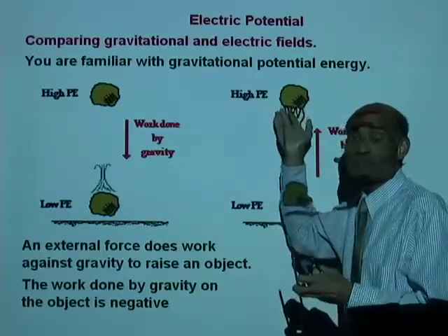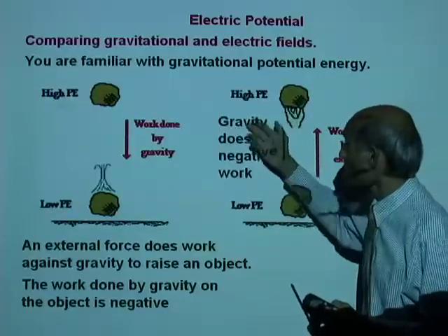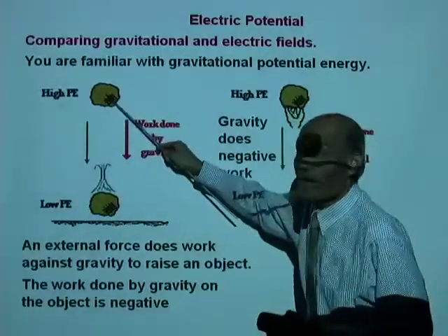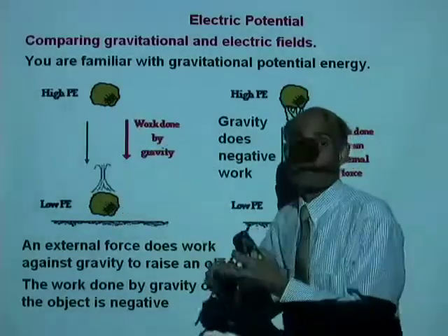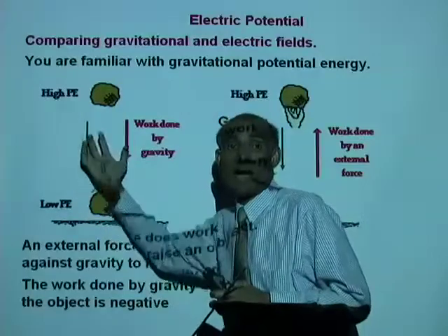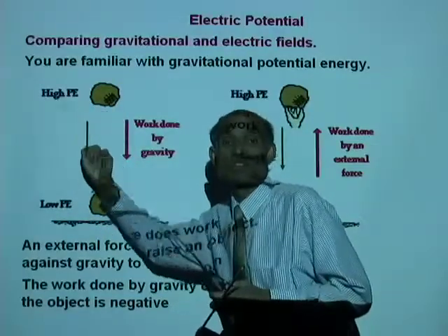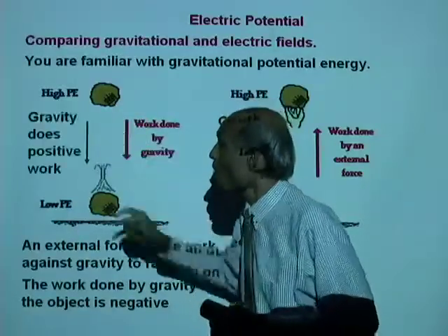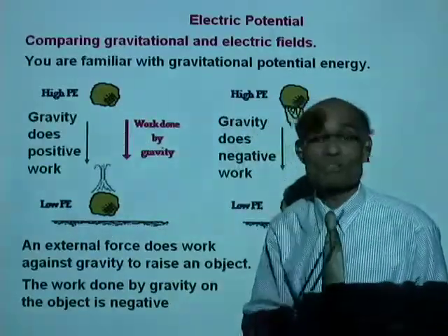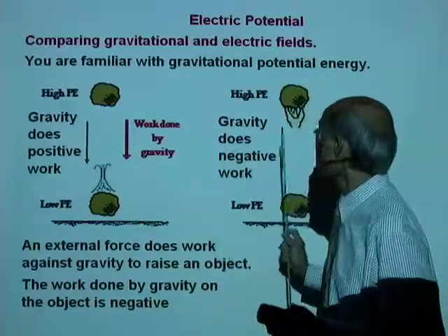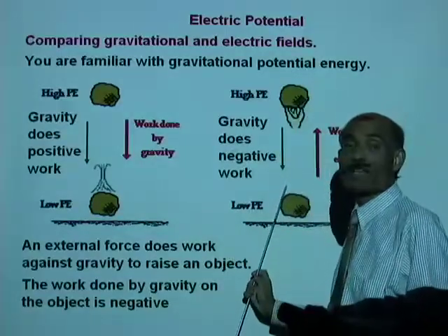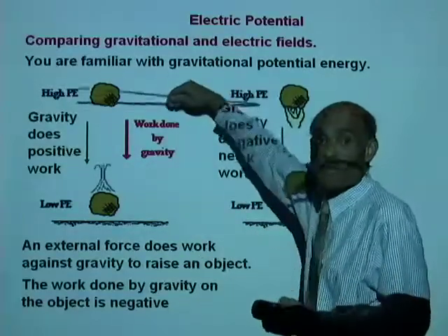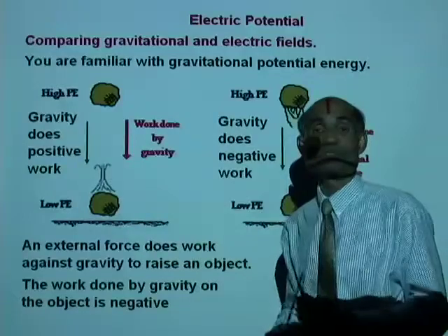Now that concept is very important. So gravity does negative work. Now, when you allow the object to fall, the displacement and the direction of the gravitational force are both the same. That means when the object falls, gravity does positive work. Therefore, tell me, what is the total work done by gravity in raising the object and then bringing it back to its original position?